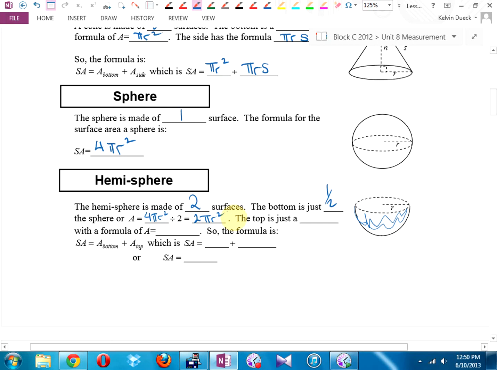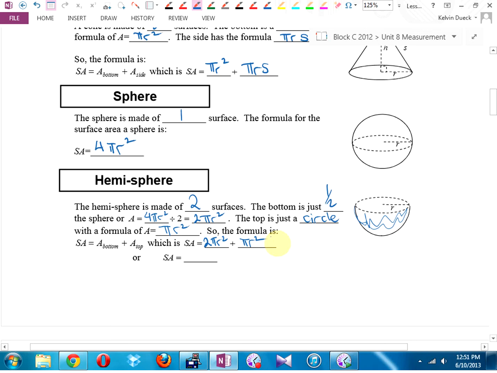What's the top? Circle. What's its area? Area of a circle. Pi r squared. So this is kind of cool. The bottom is 2 pi r squared, half of a sphere. The top is 1 pi r squared. Those are like terms. I can gather them.